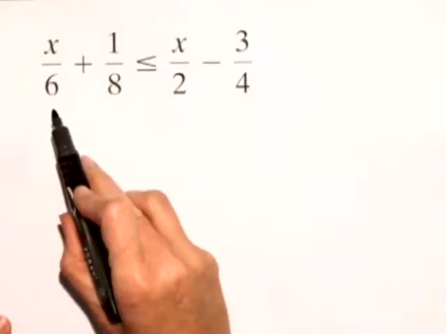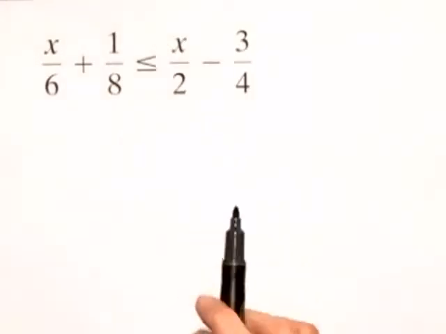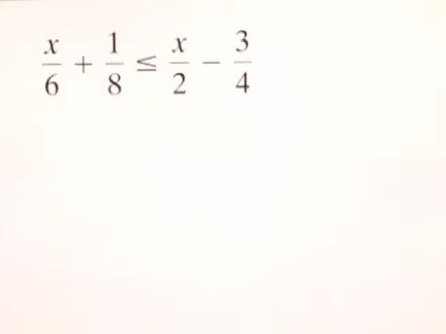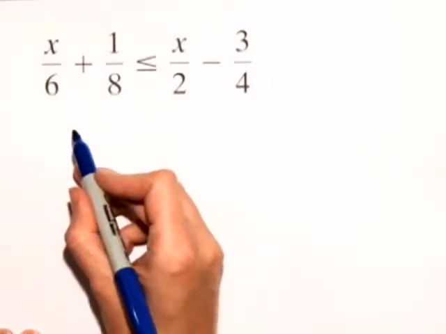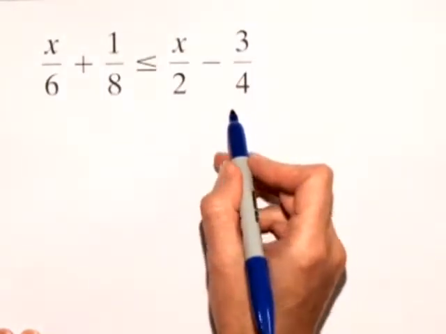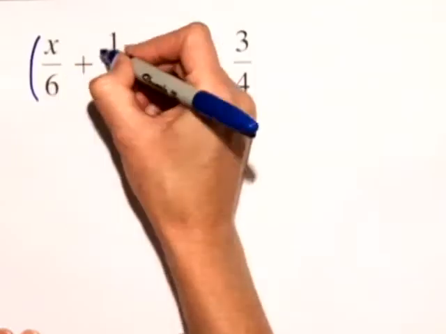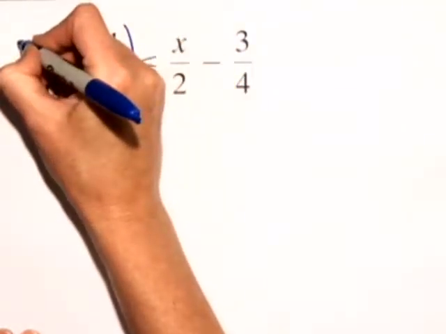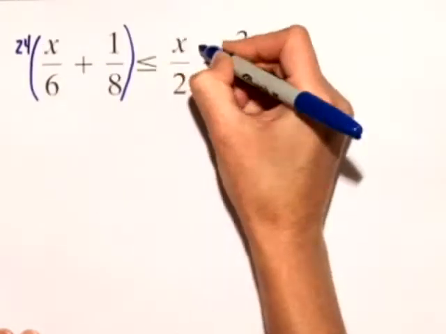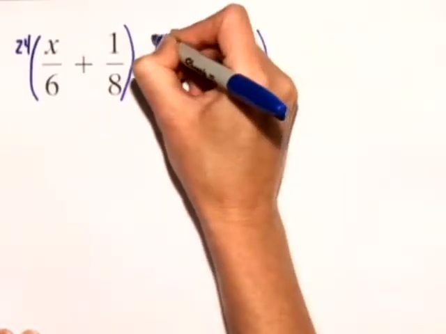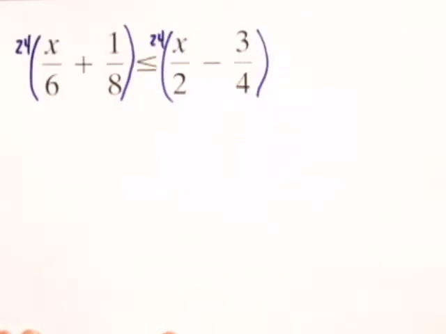So we look at the denominators 6, 8, 2, and 4, and we think of the smallest number that divides all of them. Since they all go into the number 24, and 24 is the smallest number that divides all of these, we're going to take our original inequality and multiply both sides by that number 24. And this is going to clear those fractions for us.